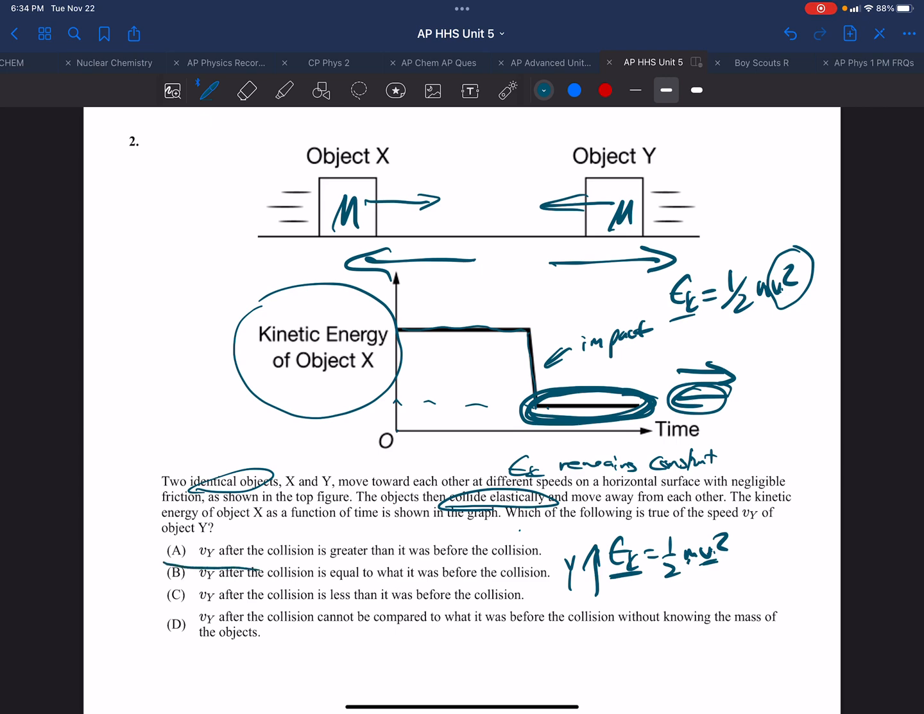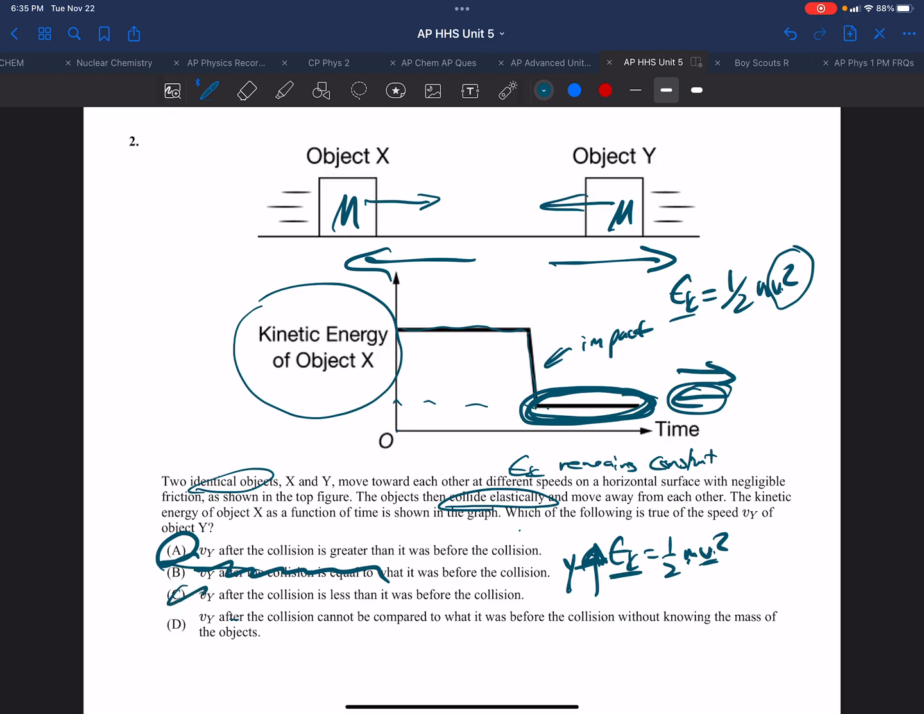So Vy greater than it was before or after the collision, well, we can get back to that. We know it's greater than X. Equal to, well, we know that Y has to be greater than X, and the total remains the same. X decreased, so Y must increase. So it looks like it's A. It can't be equal because we know it's got to be going faster to make up for what X lost.